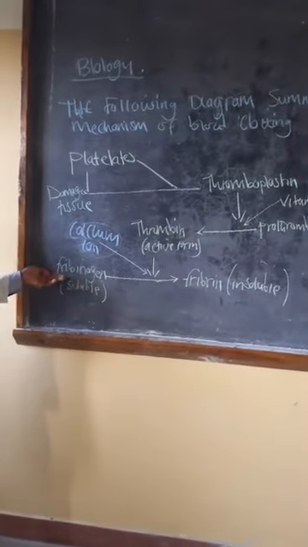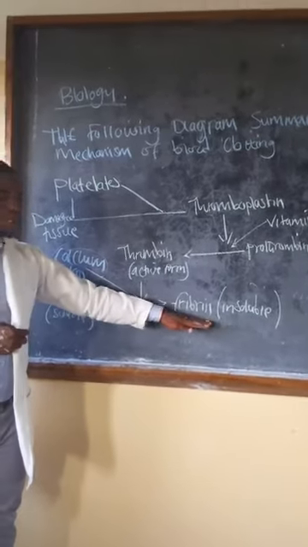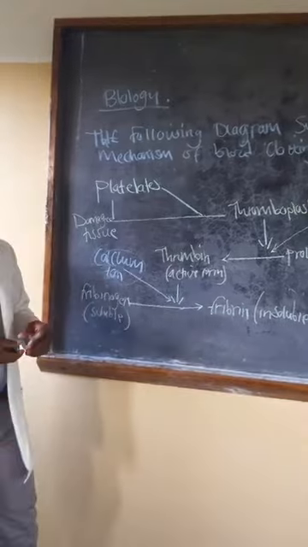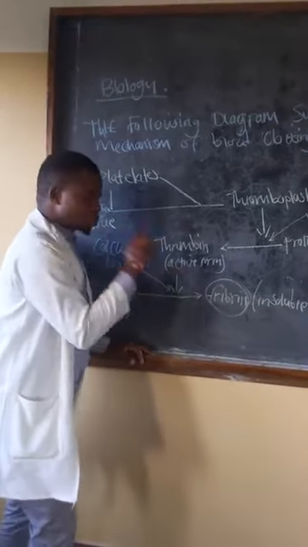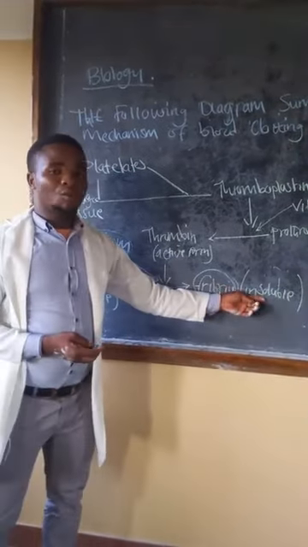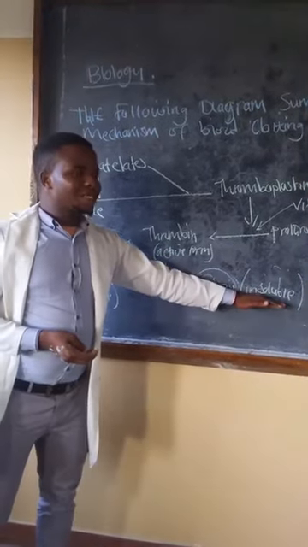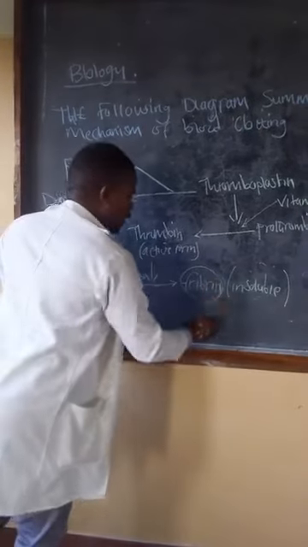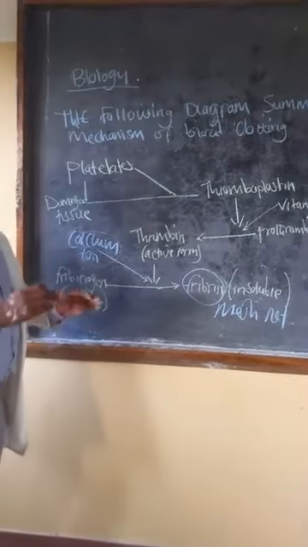Fibrinogen was soluble. Now it will be changed into fibrin, which is insoluble. Since it has been changed into insoluble form, it will now form a mesh net on the wound.